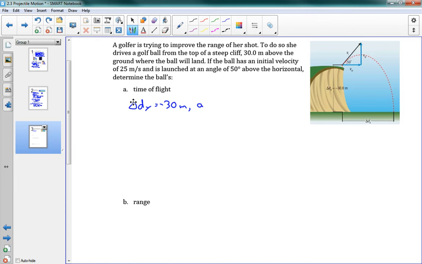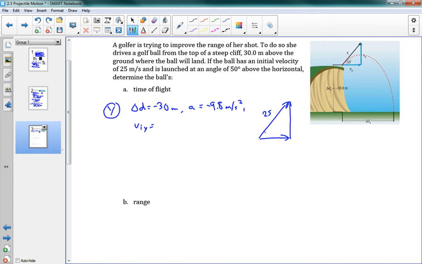And still, I'll lay this out the way that we had it before. We say we're in the y dimension, delta d is equal to negative 30 meters. The acceleration is equal to negative 9.8 meters per second squared. And VIY equals, well, that's where we're going to have to, again, break up our velocity. We've got our velocity is 25 meters per second at an angle of 50 degrees. So that means our VIY is going to be this guy here, 25 sine 50 degrees.